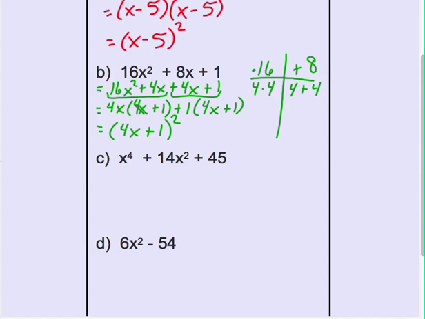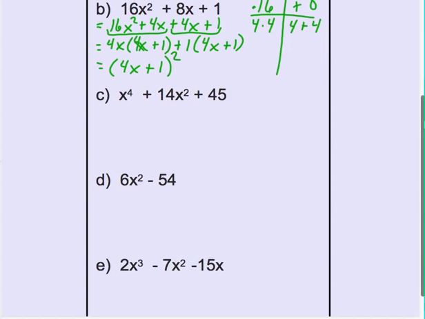Looking at C, this does not look like something we've already seen. It's got a fourth power. However, the middle term has a squared power, which is half the power of the 4. So this actually is a t-chart method. What multiplies to 45 and adds to 14? 9 times 5. We're just going to factor it as (x squared + 9)(x squared + 5).